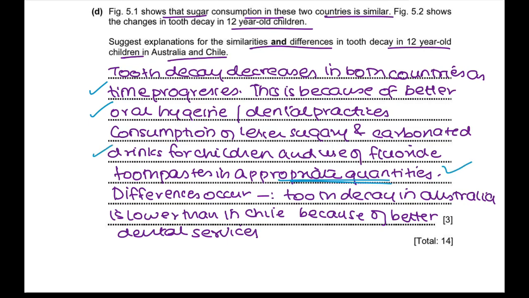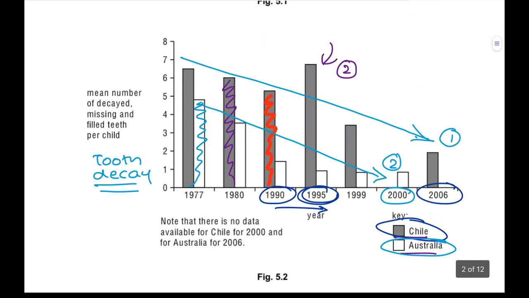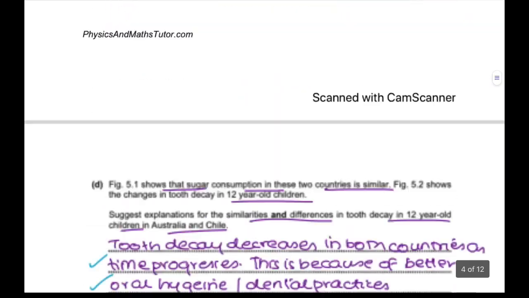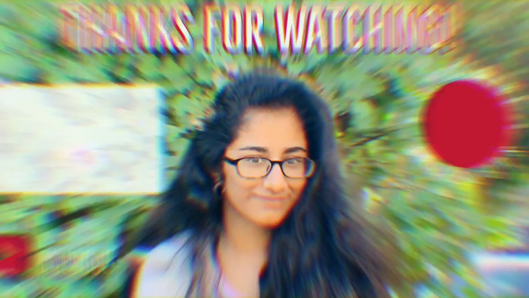Then why are the differences happening? The difference over here is tooth decay in Australia. Let's look at Australia. Tooth decay in Australia, which is the white portion, right, it's lesser. Overall, the amount of tooth decay in Australia is lesser than the amount of tooth decay in child, right? We're able to see that from the graph. So the difference is tooth decay in Australia is lower than in child because of better dental services. Right. You can also mention education or awareness about dental care, etc. Those could also be good points to add.